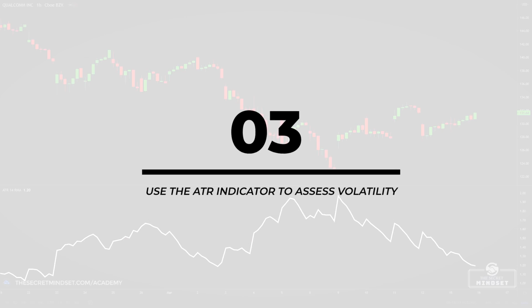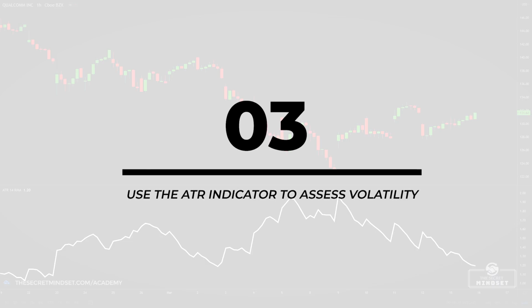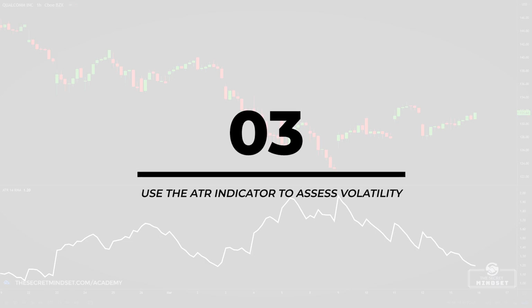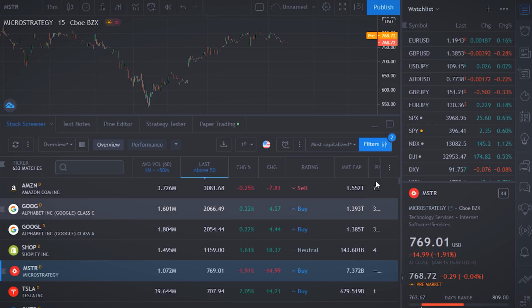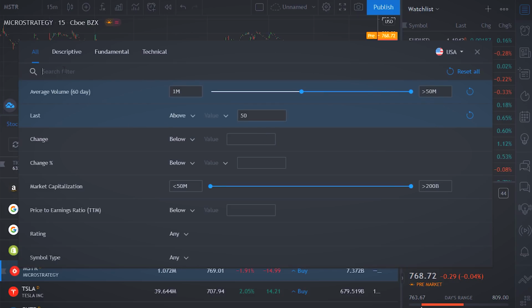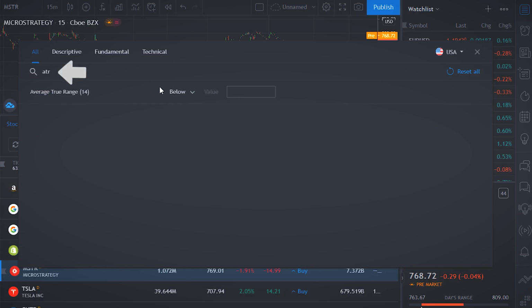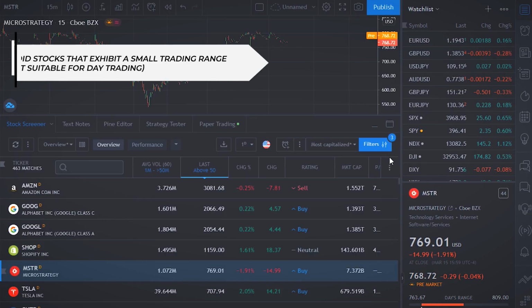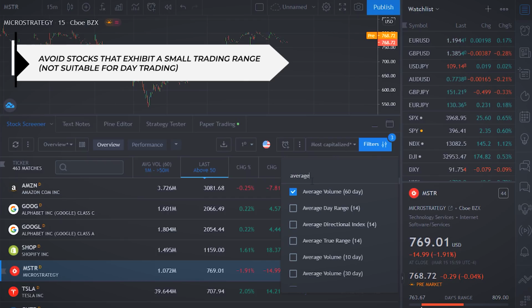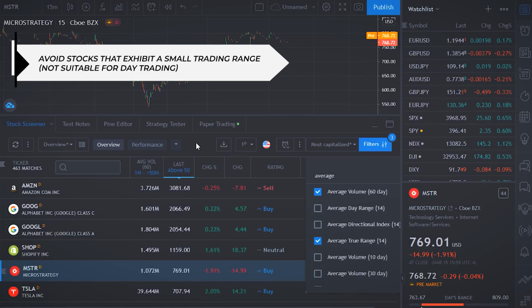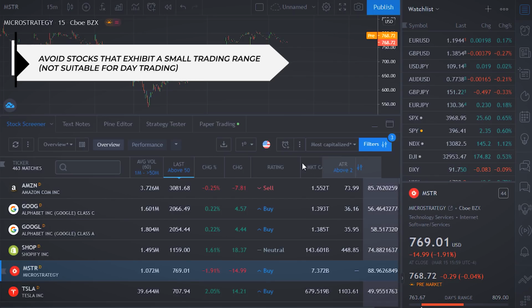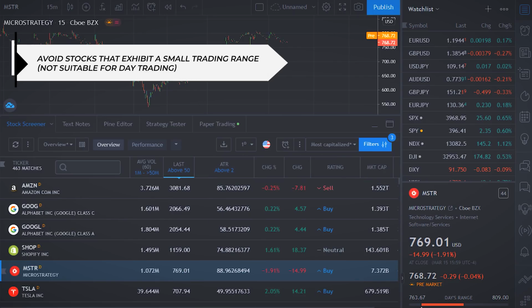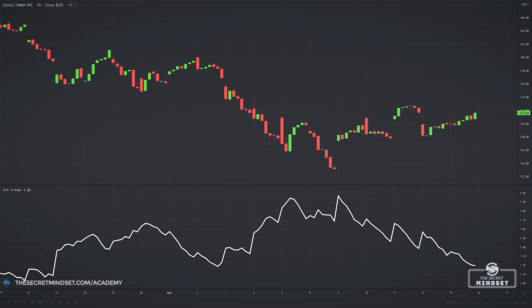Next, use the ATR to assess volatility. Another important factor you should analyze before entering the market is the daily trading range. Some stocks exhibit a relatively small trading range, which makes them not suitable for day trading. A stock goes through different cycles, and every period of low trading ranges at one point will be followed by an expansion period. So if today your favorite day trading stock has a low ATR, maybe it's best to simply wait for another day to enter the market, when the trading conditions are more favorable.